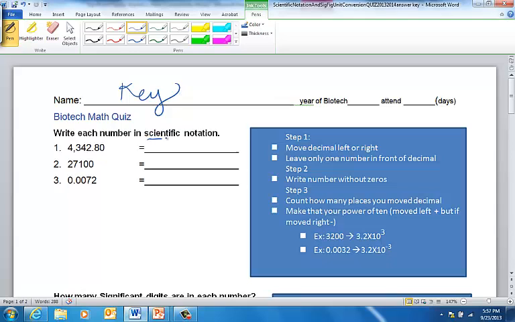So first we're dealing with scientific notation. So here are some quick little steps. Step 1, move the decimal left or right accordingly. Leave only one number in front of the decimal, okay? Write the number without zeros. Well, there's an exception to that if we deal with sig figs. Except sig figs.